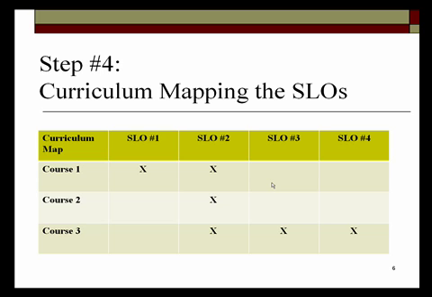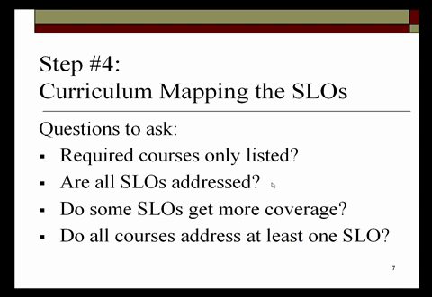Now, when you have assembled your curriculum map, you can ask these questions about it. Are you sure that you've only listed required courses? Are all student learning outcomes addressed by at least one required course? Do some SLOs get more coverage than others? And are there any required courses that don't address any of your program level student learning outcomes?